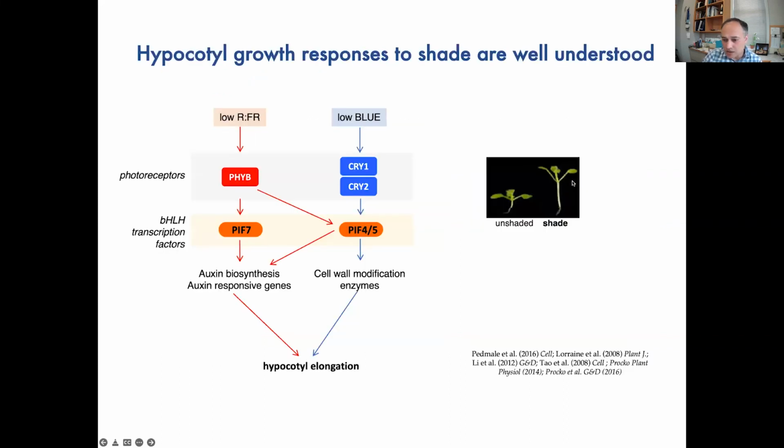So we understand a lot about how the stem grows in response to shade. There's a lot of work done in many labs, and there are low red to far red signals and low blue light signals coming from the sun. When this light quality and quantity changes, we understand the molecular mechanisms. For example, phytochromes, the red and far red receptors, are involved in this process. And in response to changes in blue light, cryptochromes 1 and 2 are present, and these invoke a series of signaling cascades that lead to the stem or hypocotyl growth.